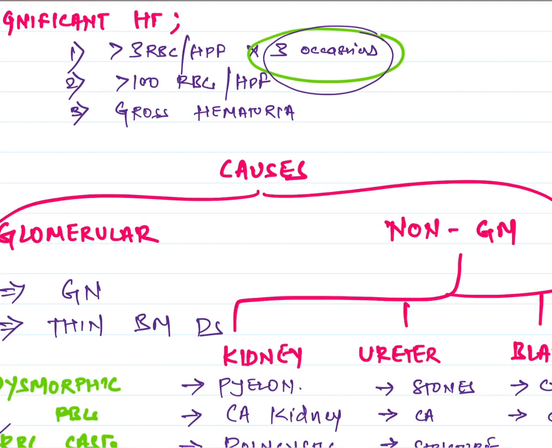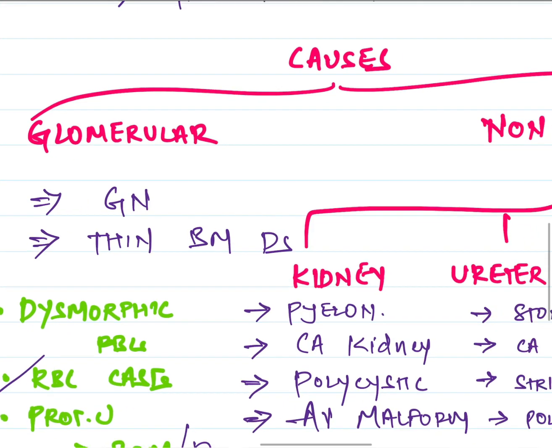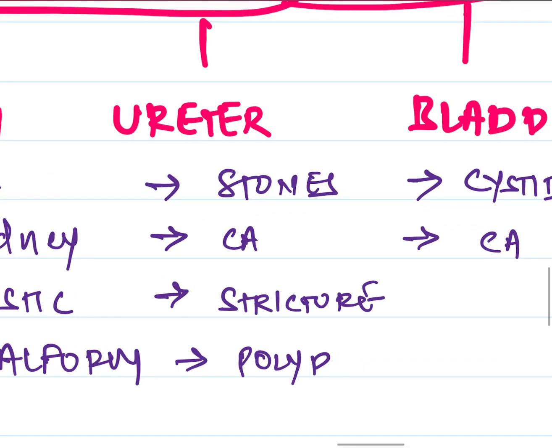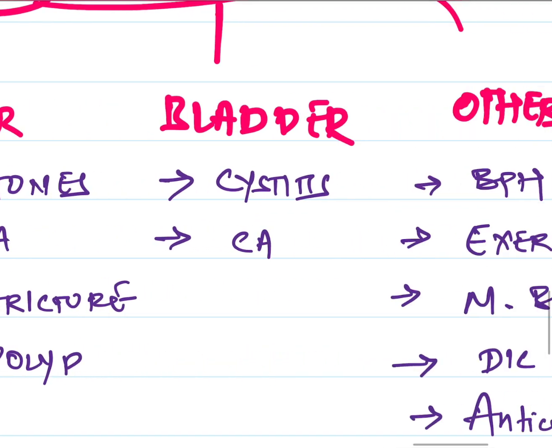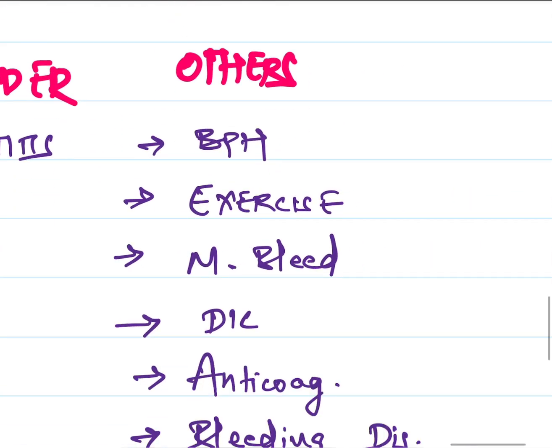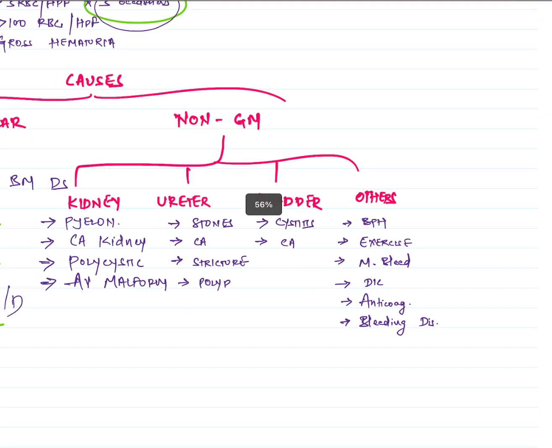The causes of hematuria are glomerular and non-glomerular. Glomerular causes include glomerulonephritis and thin basement membrane disease. Non-glomerular causes in the kidney include pyelonephritis, which can present with either microscopic or even gross hematuria, renal cancer, polycystic kidneys, and AV malformations. In the ureter: stones, neoplasm, and strictures. In the bladder: polyp, cystitis, and neoplasm. Other causes include BPH, exercise-induced hematuria, menstrual bleeding, DIC, anticoagulants if the patient is taking them, and bleeding diseases like thrombocytopenia.